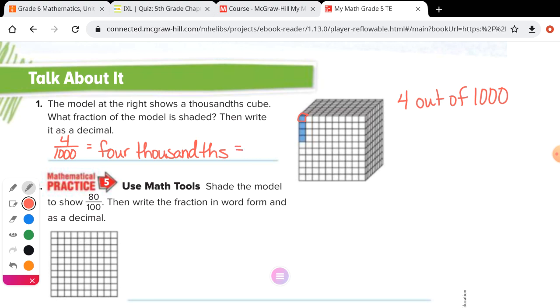Now, the reason I want you to learn how to say them properly is because now that helps me write the decimal version. Who thinks they know how I write 4,000ths as a decimal? Addie? 0.004. Yeah, 0.004. Because I need a 4 in the thousandths place and everything else is a 0. Okay, so we've kind of talked about bits and pieces of this, but we've never had to do it all together in one problem. Okay, let's go to the next one.